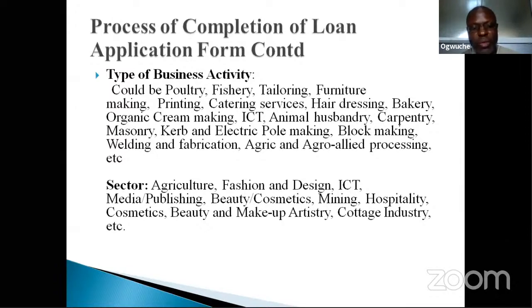Sectors, of course, include agric, fashion and design, ICT, media, publishing, beauty and cosmetics, mining, hospitality, makeup artistry, cottage industry. So where you have something like poultry, fishery, that is the agricultural sector. Where you have tailoring, it falls under the fashion and design sector. When you have catering, it falls under hospitality and the like. Where you have things like cake making, block making, all those fall under cottage industry. So that is how you identify your business activity.